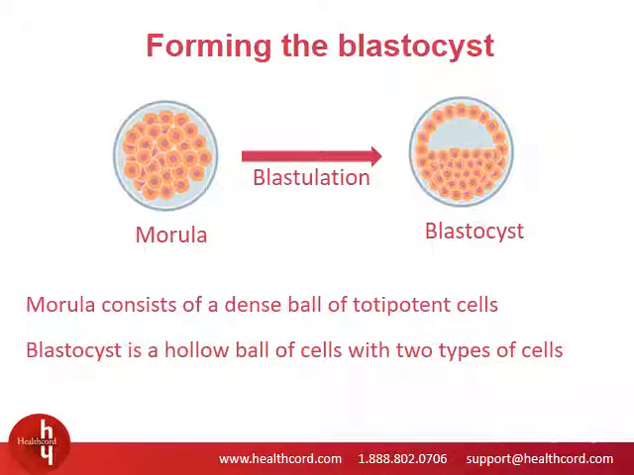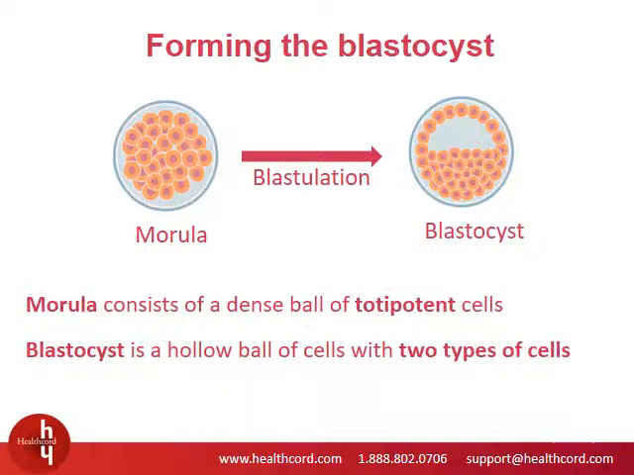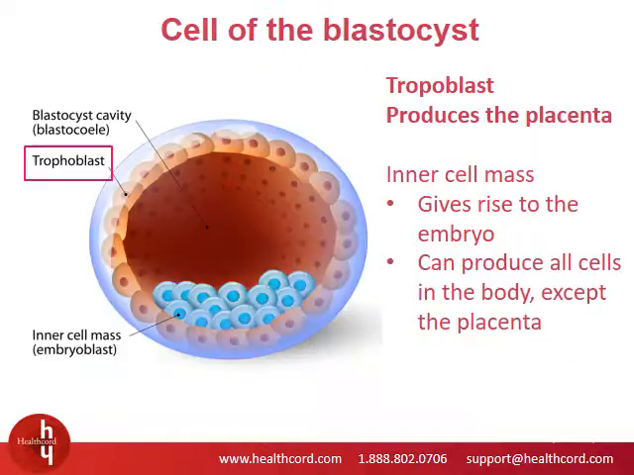Now, going back to early development, the very first differentiation event takes place with the formation of the blastocyst. You can see here the unorganized cells in the morula get reorganized to form the blastocyst, the hollow ball of cells shown to the right. Cells in the morula are identical and totipotent. They can give rise to any type of cell found in our bodies.